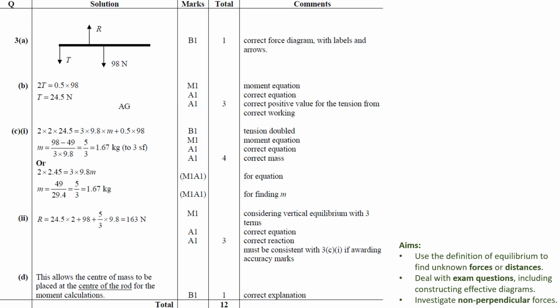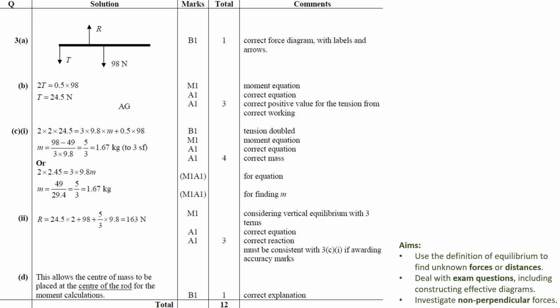Okay, so we can check what we've got for the very first part here. The 98 newtons is from the 10g. I tend to write 10g on my diagram to make it more obvious to myself. I've taken the mass of 10 multiplied by g. And then R is the normal reaction force at the pivot. And then we've got the tension pulling down.